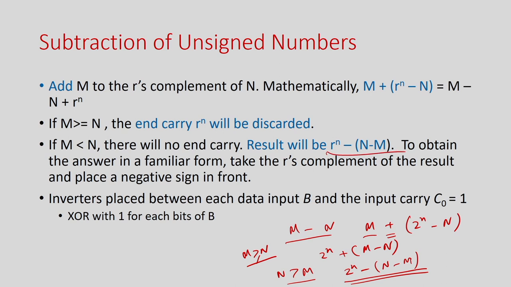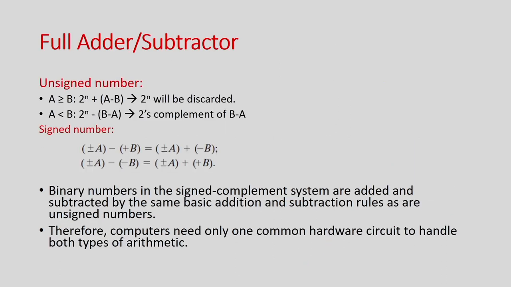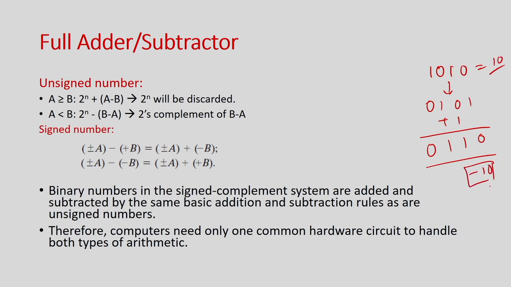Effectively, whenever I do the subtraction, I have to make a 2's complement of the number. And what is the 2's complement of a number? We usually do this: suppose the number is 1010, I will first make a 1's complement, which is 0101, and then I will add 1. Then it will be 0110. So, this is the 2's complement of this number. This is my 10 and this is minus 10, it will be stored like this.